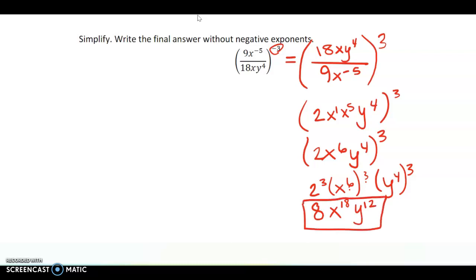Again, there are other ways to do this. This is the way that I would recommend, but especially simplify inside those parentheses before you distribute the exponent in.